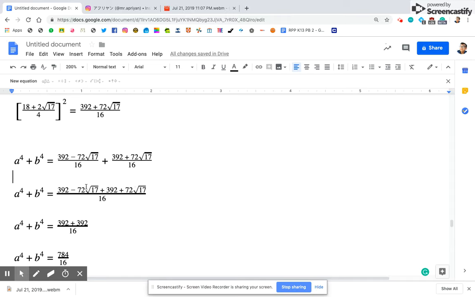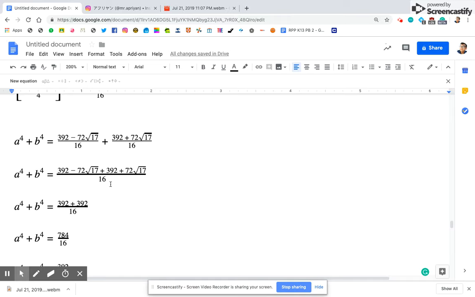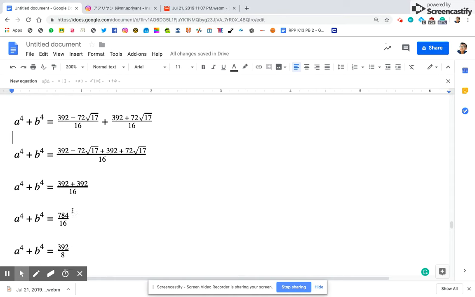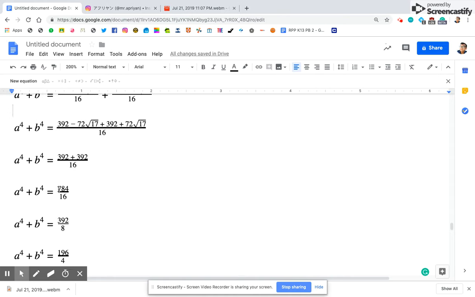They cancel out each other. And so we still have 392 plus 392 here, all over 16. And it's actually 784 divided by 16. For you, it is quite hard to do division with a big number like 16. I suggest you simplify both numerator and denominator. We divide them by 2 to make it simpler. So 784 divided by 2 is actually 392. And 16 divided by 2 is actually 8.